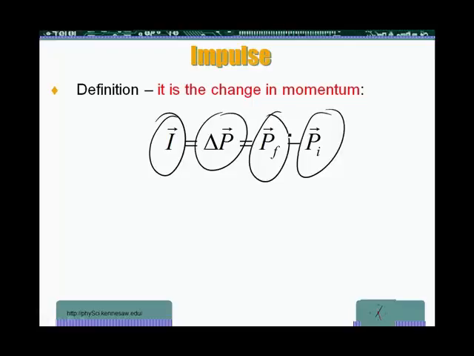If the momentum of an object does not change, the impulse is zero. If it starts with a certain momentum and ends up with a different momentum, then there is an impulse. The impulse is the change in momentum.